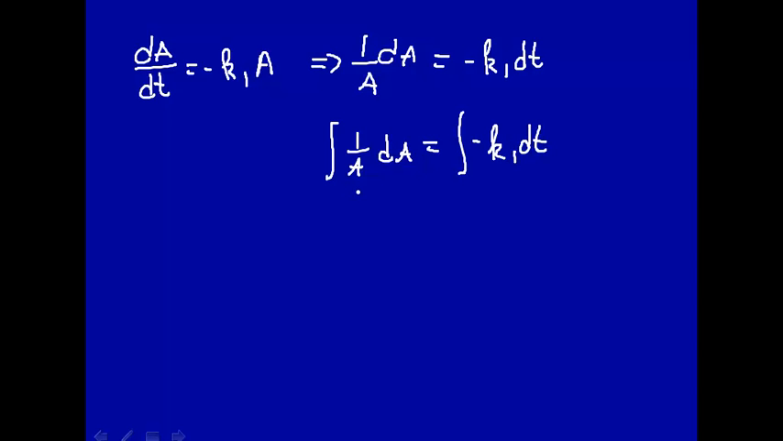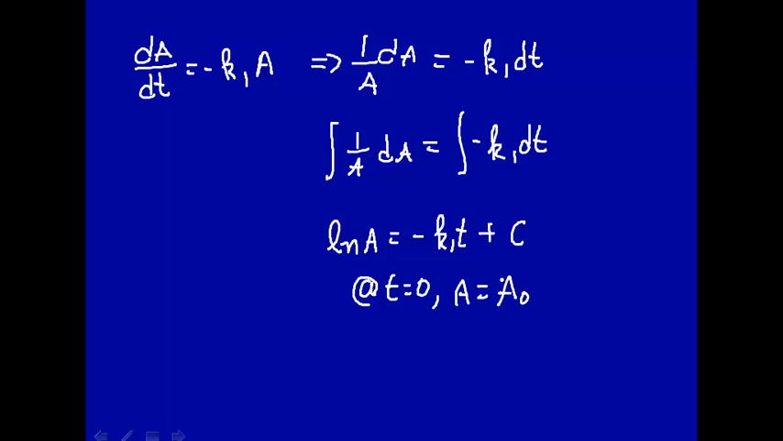So the integral of 1 over A is ln of A. That's equal to minus k1t. And then we have that integration constant C. To determine the integration constant, what we'll do is take an initial condition, say at time equals 0, the concentration of A is equal to A0. Put that in here, determine what C is. So we have the natural log of A0. That's equal to, well, that term will go to 0. That's equal to C. So that's what C is equal to.